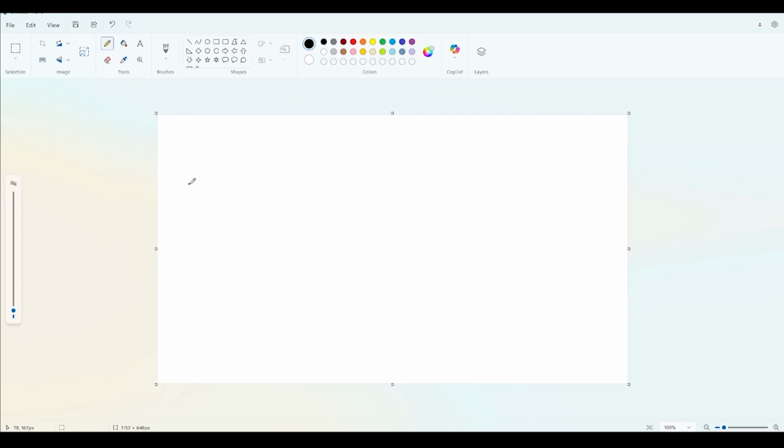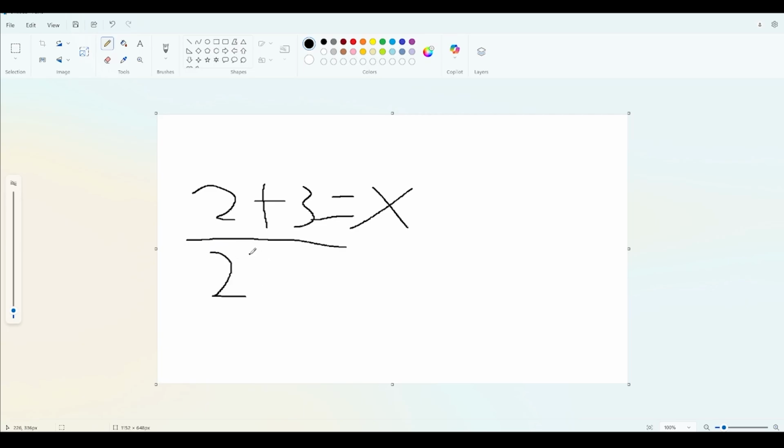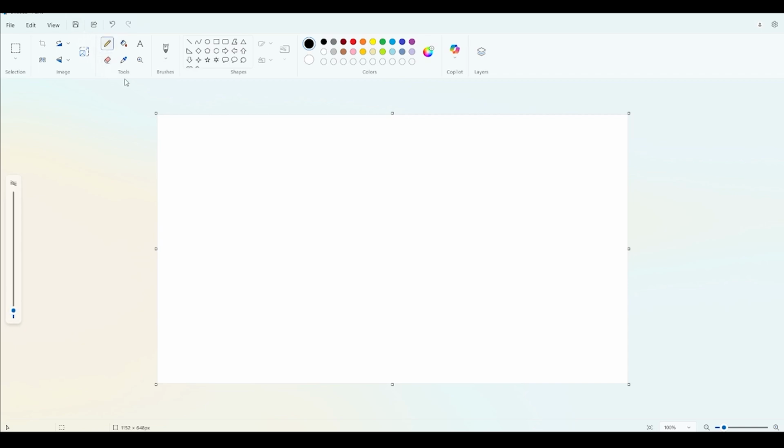Let's try another problem. 2 plus 3 equals x. Now, this one might be a little tricky. So let's talk about what this means for us. A 2 and a 3, and we add them together. That makes 23. Make sense? Let's try another one.